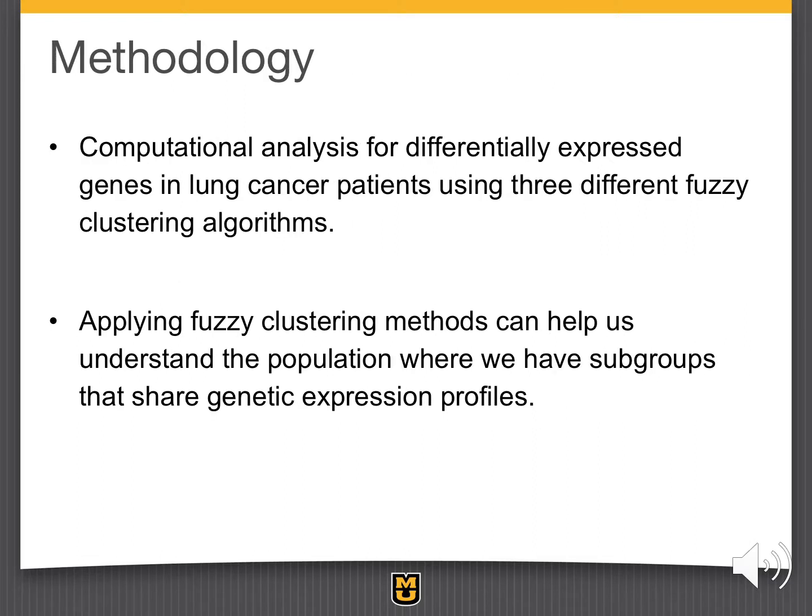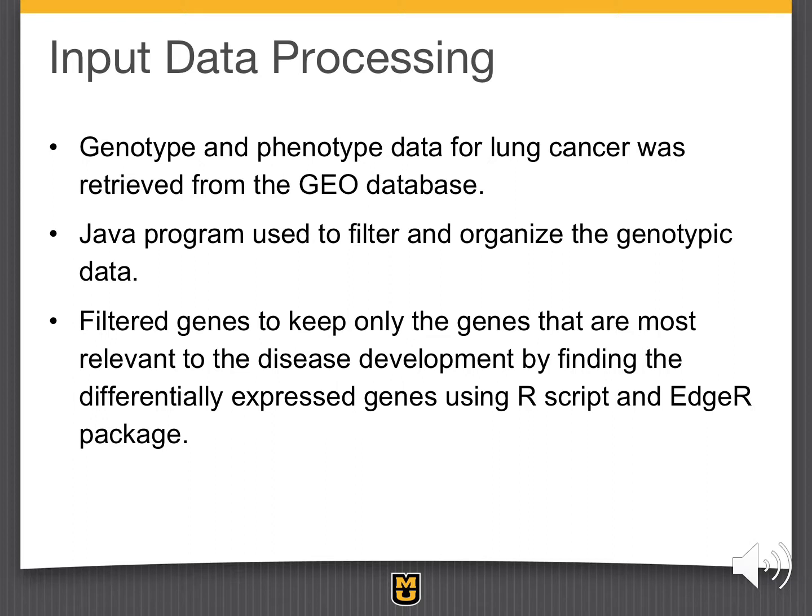This brings us to the methodologies that we utilized. As stated earlier, we used 3 different fuzzy clustering algorithms to analyze differentially expressed genes in lung cancer patients. This helps us understand the subgroups that share genetic expression profiles. We used the lung cancer genotype and phenotype data from the GEO database. The genotypic data was then filtered and organized, keeping only the genes that are most relevant to the disease development by finding the differentially expressed genes. This was done by using a Java program as well as R script and the EdgeR package.